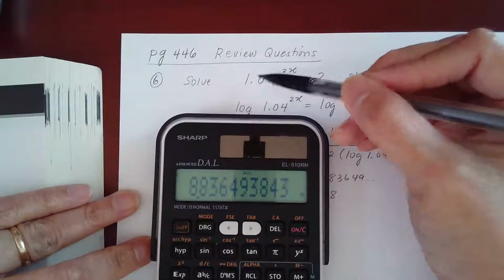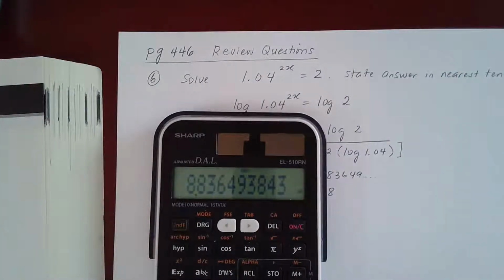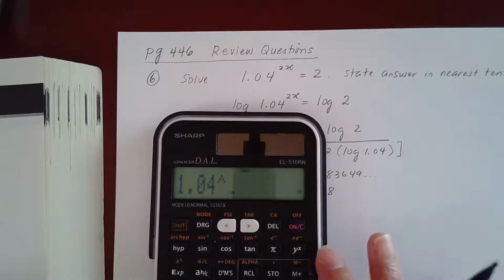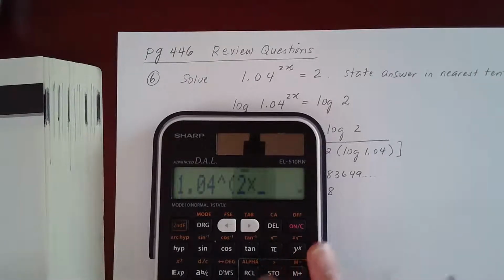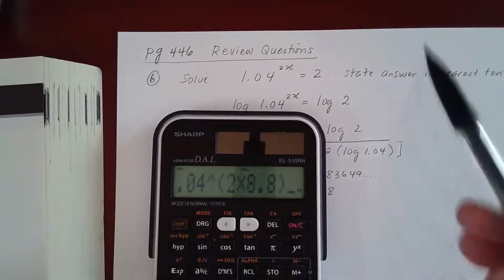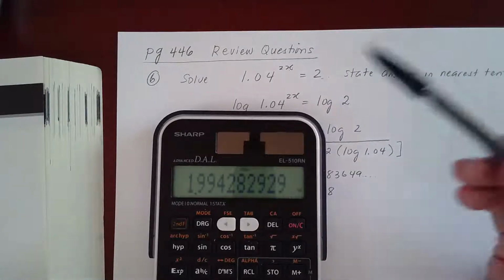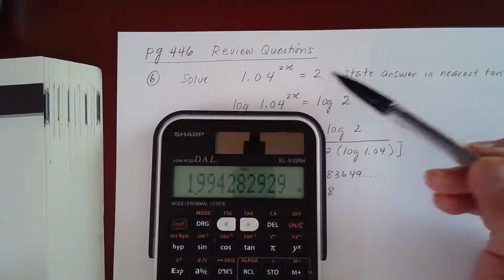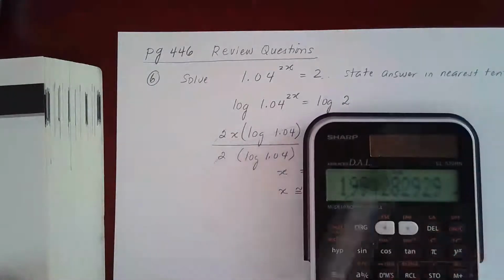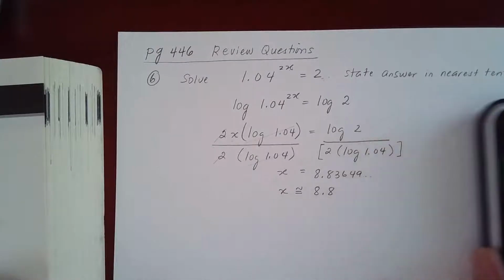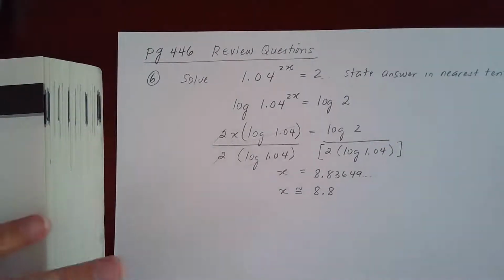If we check our answer, it's going to be 1.04 to the exponent of, in brackets, 2 times 8.8. I might not get exactly 2, but it's going to be very close to 2. Yeah, it's 1.99. The reason we didn't get exactly 2 is because we only kept one decimal place. So that's question number 6.